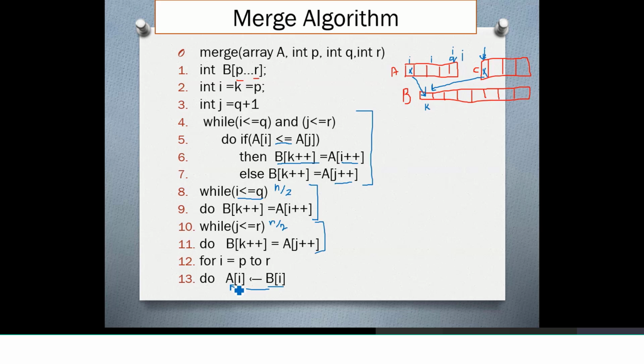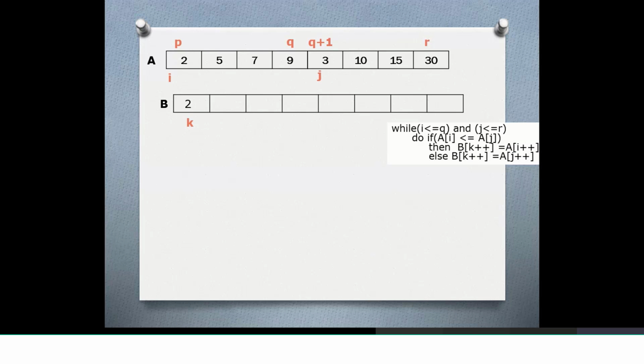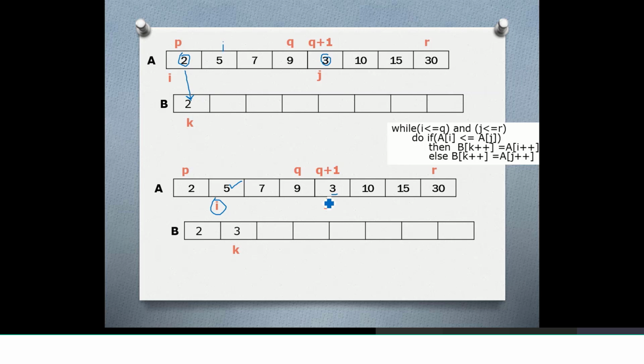Now this is the merge activity. You can also observe this activity from this simple animation. First, we compare A of I with A of J, 2 with 3. 2 is smaller and 2 is transferred into B, and index I is moved one step forward. Now we compare 5 with 3. 3 is less, so 3 will be transferred into B, and index J is moved one step further.